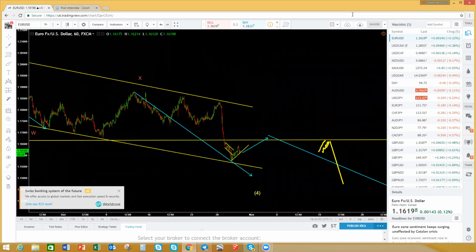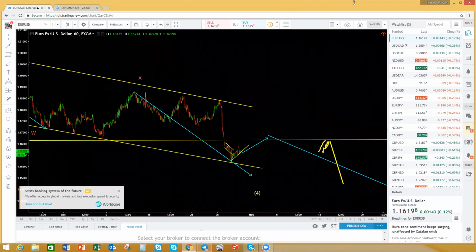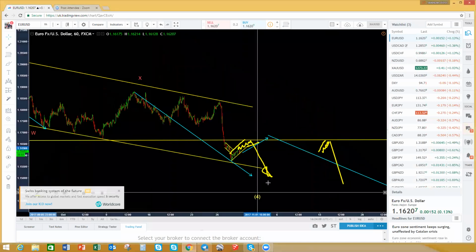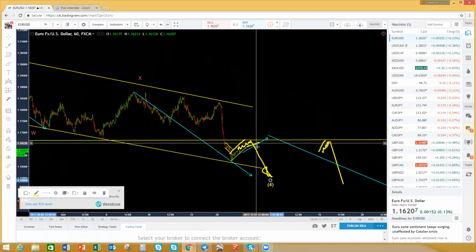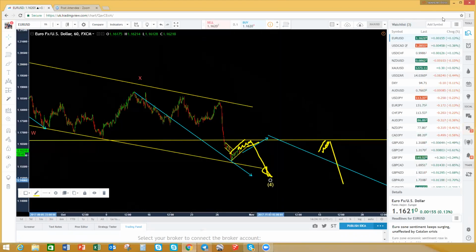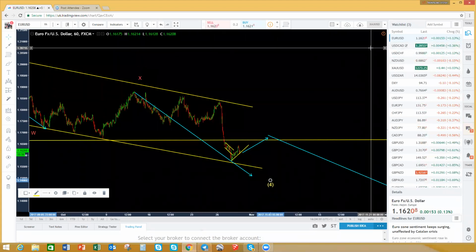Maybe it will keep crawling. Let's do this. Switch it on. Maybe it might keep crawling all the way up to this area, and then we go down to complete the wave 4. Right after wave 4 is complete, then we're going to start looking for upside. We'll check divergence and see how it goes. All right, so that is the dollar index and the Euro US dollar.